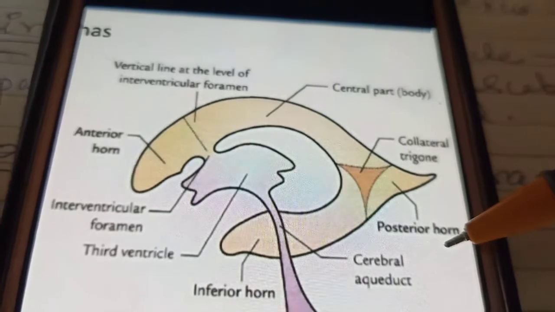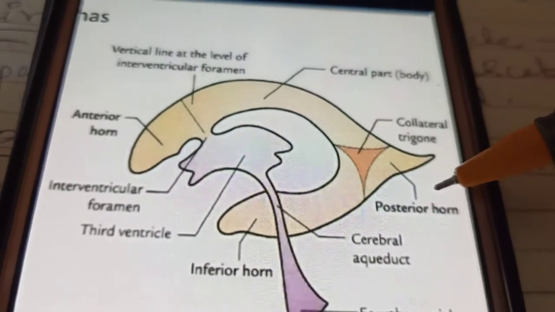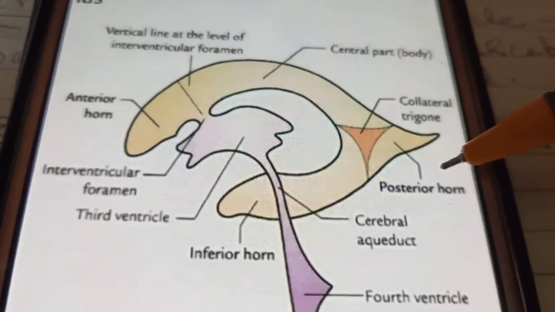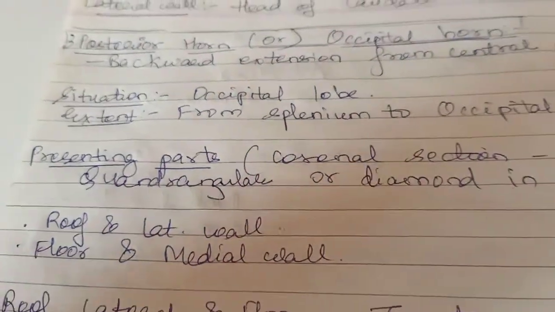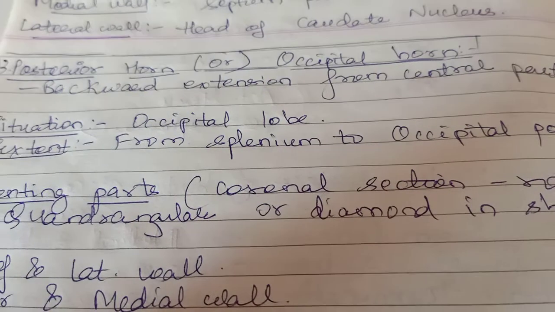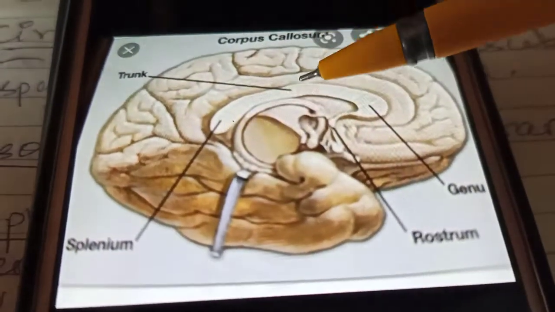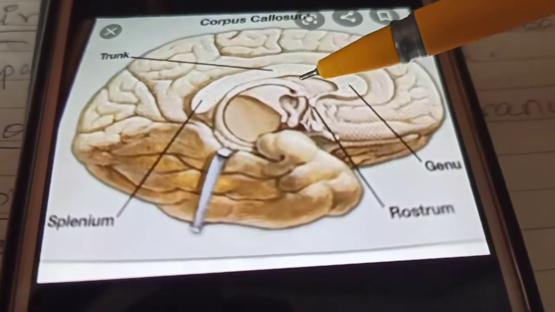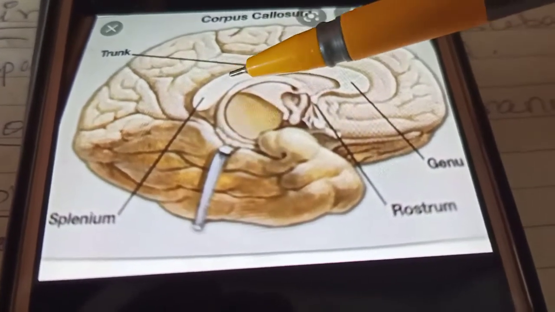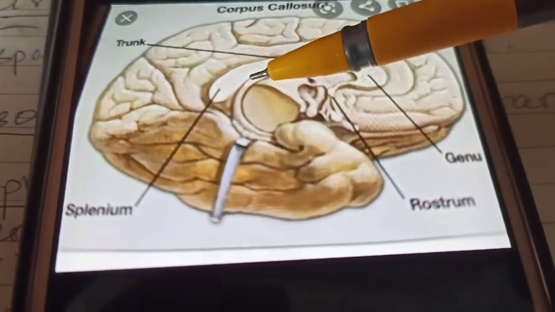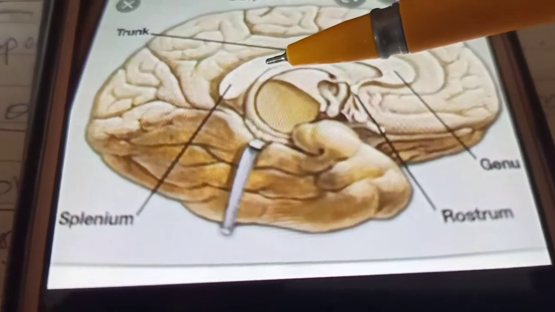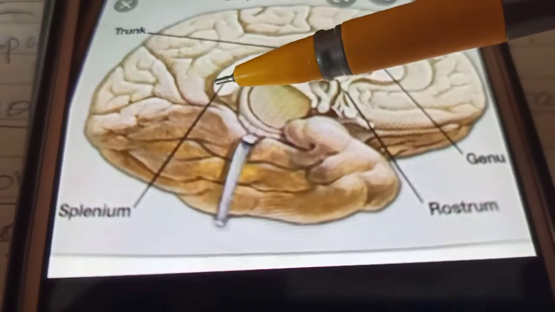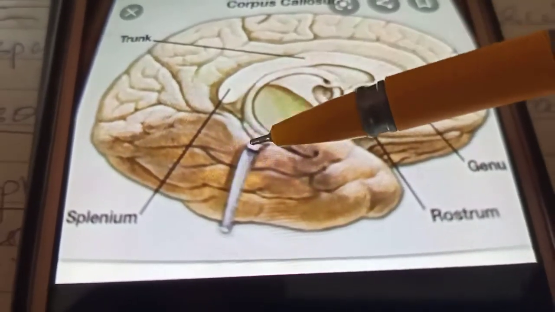Situation: it is present in the occipital lobe from the splenium to the occipital pole. So it is a backward extension of the central part. If we take the corpus callosum, here is the anterior horn, the body, and now we are talking about the posterior horn. The posterior horn extends from the splenium to the occipital pole.